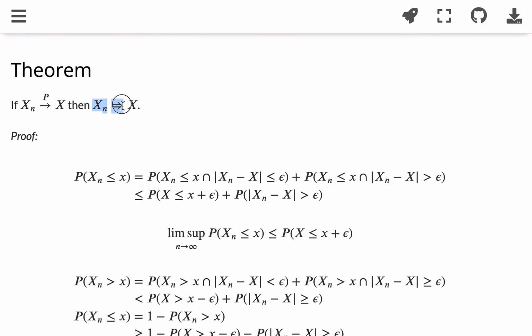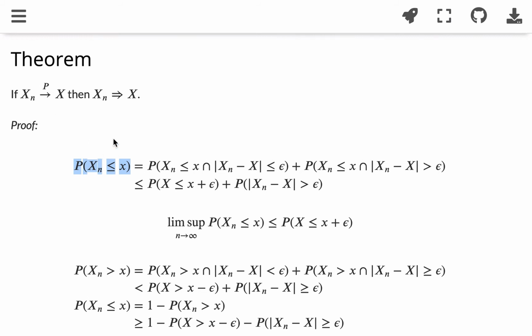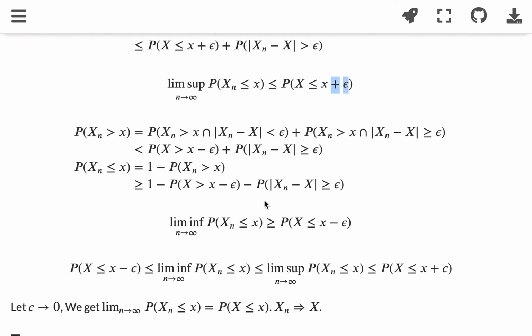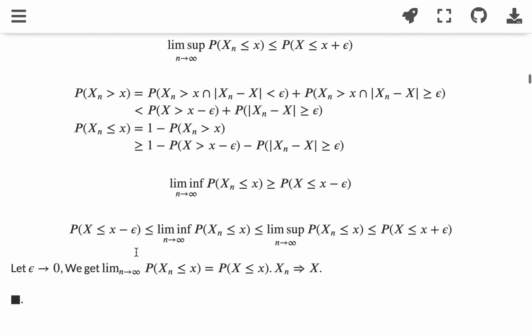If we want to prove that Xn converges to X in probability implies in distribution, we want to prove that the probability of Xn less than or equal to x converges to the probability of X less than or equal to x. To prove that, we are going to prove two things. We want to prove the limsup of the probability of Xn less than or equal to x is less than or equal to the probability of X less than or equal to x plus epsilon, for any epsilon. And we also need to prove that the liminf of that is greater than or equal to the probability of X less than or equal to x minus epsilon. By doing so we have this inequality, and if we let epsilon go to 0, we get that the limit of the probability of Xn less than or equal to x is actually the probability of X less than or equal to x, and that's what we want to prove.